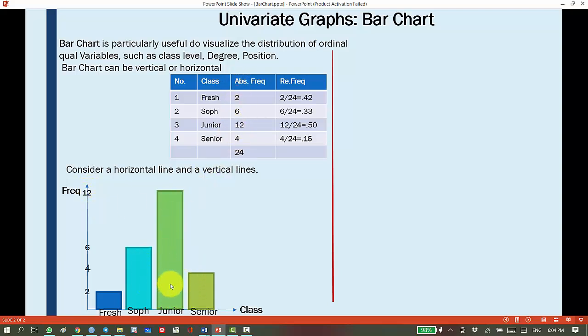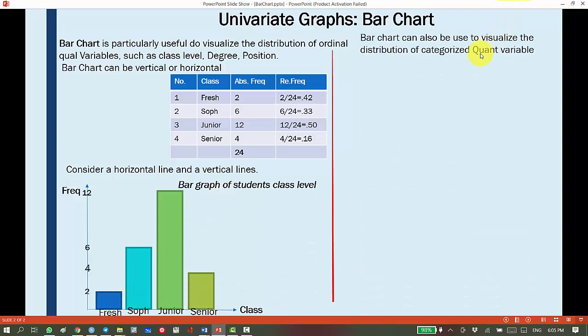And you can see that the highest frequency belongs to junior. That means majority of students when it comes to class level are junior students. The least number of students are freshmen, followed by senior.